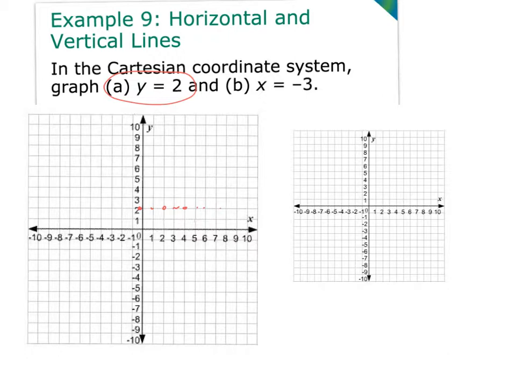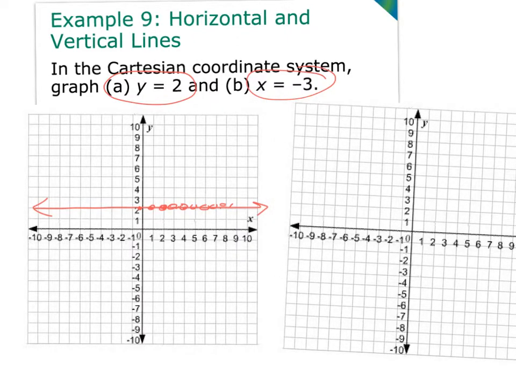For example, this is the point 0, 2, 1, 2, 2, 2, 3, 2, 4, 2, 5, 2, 6, 2, 7, 2, 8, 2, 9. Notice everything in that horizontal line has a y value of 2. So y equals 2 is going to look like a horizontal line. X equals negative 3 is going to look like a vertical line.